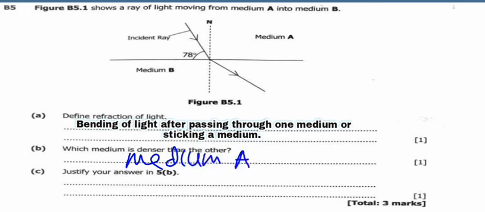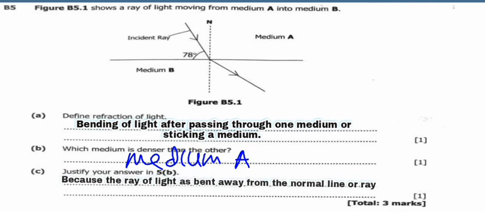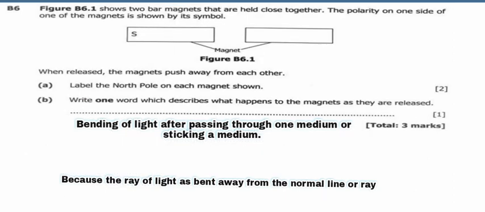C. Justify your answer in 5B. 1 mark. So to justify the answer here, just say when the ray is coming from a more dense medium, it bends away from the normal. That's the answer. So if they were asking us to identify which medium is less dense, medium B would have been the answer.